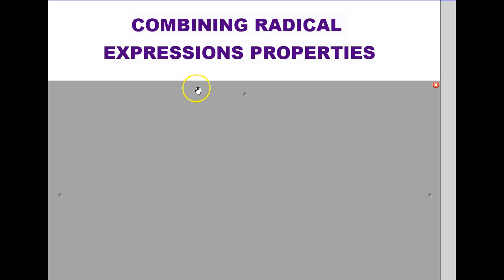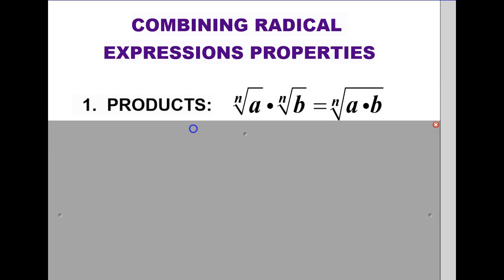Combining radical expressions properties. This is a true statement. We've got this product property of radical expressions, and what it says is if I'm multiplying radicals with the same index, what I'm allowed to do is rewrite the multiplication underneath one radical. Okay? So that's a property you should write down as is. This is the general form, and we need to know that.